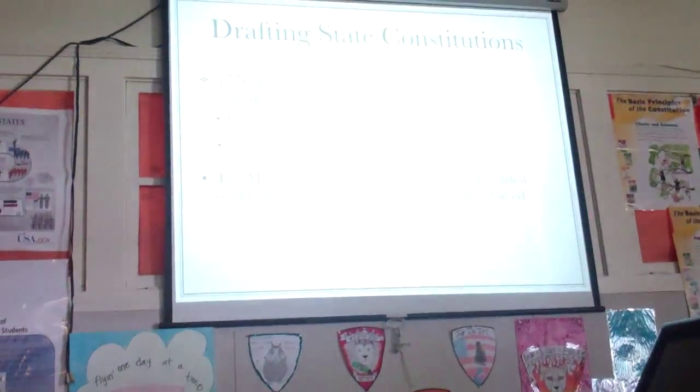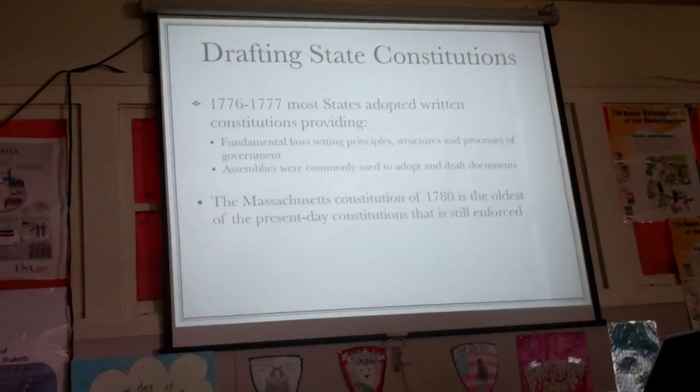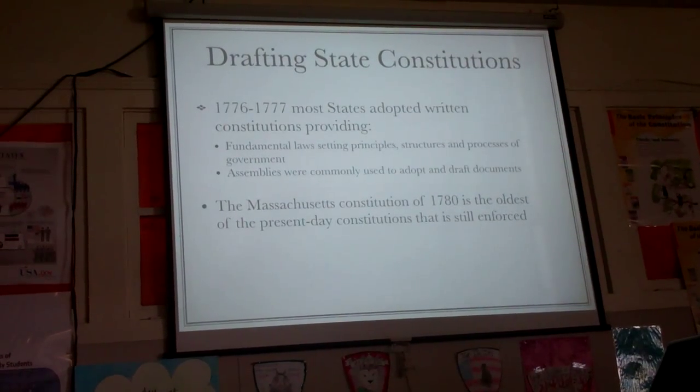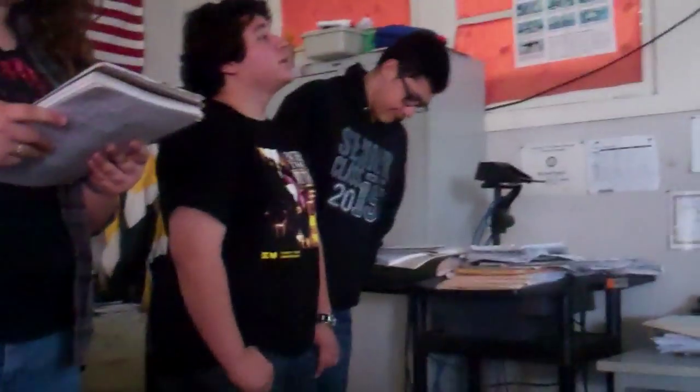Drafting state constitutions. Through 1776 and 1777, most states adopted written constitutions providing fundamental laws setting principles, structures, and processes of government, and assemblies were commonly used to adopt and draft documents. The Massachusetts Constitution of 1780 is the oldest of the present-day constitutions that is still in force. So that actually predates the federal Constitution, right? Kind of cool.